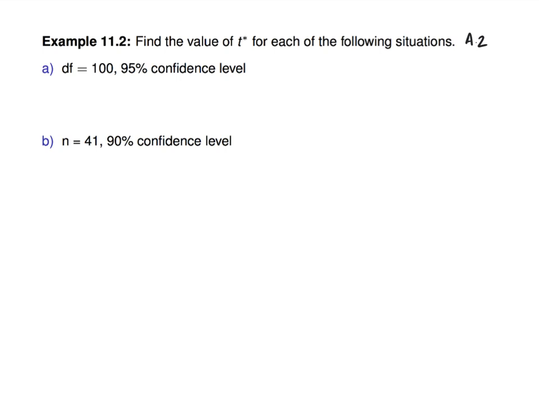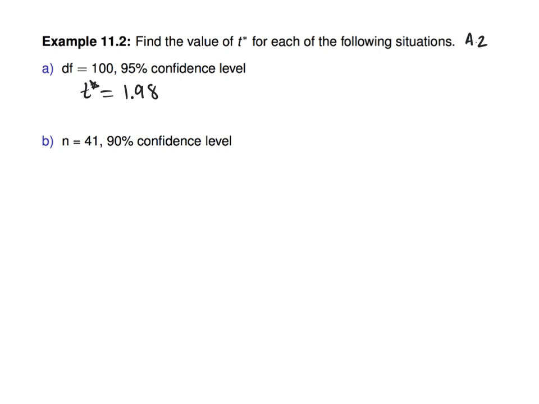So if your degrees of freedom are 100, and your 95% confidence level. So go to degrees of freedom is 100, 95% confidence level. The t-star multiplier that you use is 1.98.